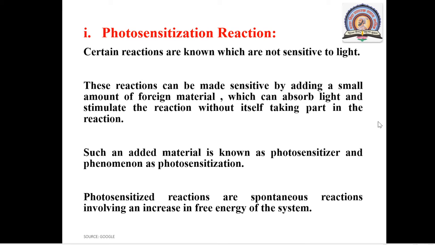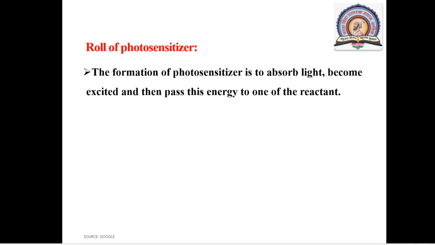What is photosensitization reaction? There are certain reactions which are not sensitive to light, and we can make them sensitive by addition of some amount of foreign material. That material is able to absorb light and stimulate the reaction without itself taking part in the reaction. As such, the added material is known as photosensitizer and the phenomenon is known as photosensitization. Again, these reactions are spontaneous reactions. So let's see the role of photosensitizer.